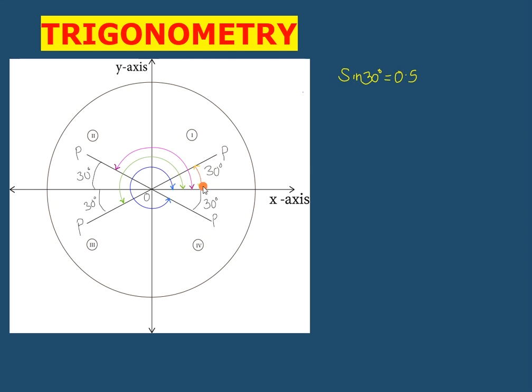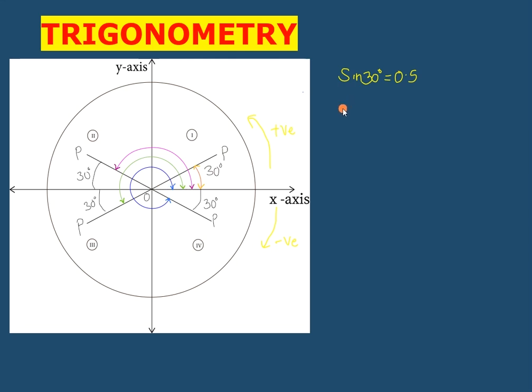Remember, all angles are measured from the positive x direction. When they are measured in the anti-clockwise direction, they are positive, while those which are measured in the clockwise direction are negative. So this angle from the positive horizontal to line OP is 30.